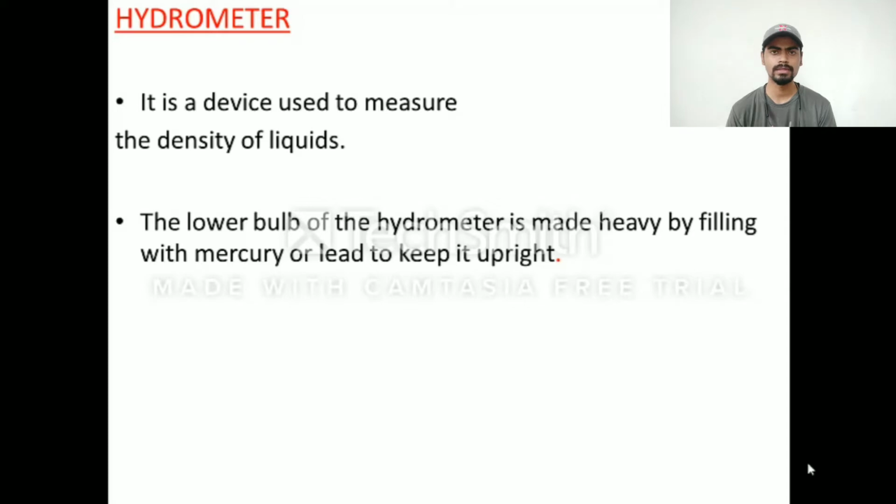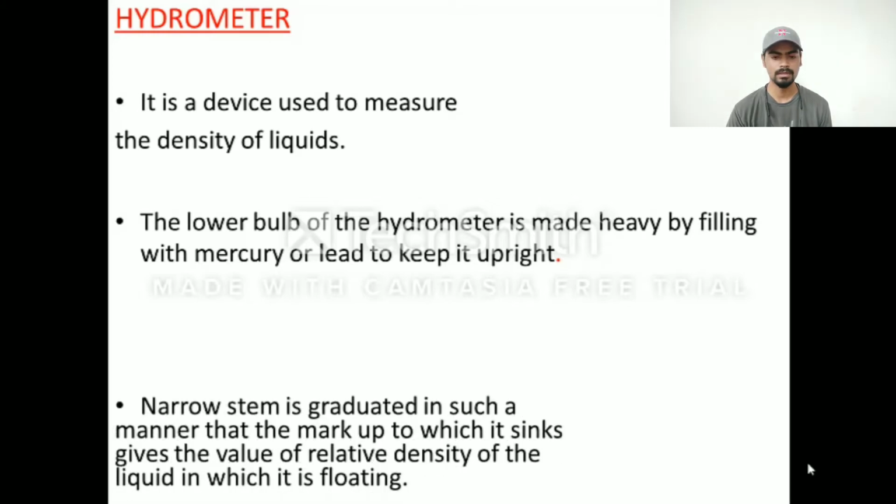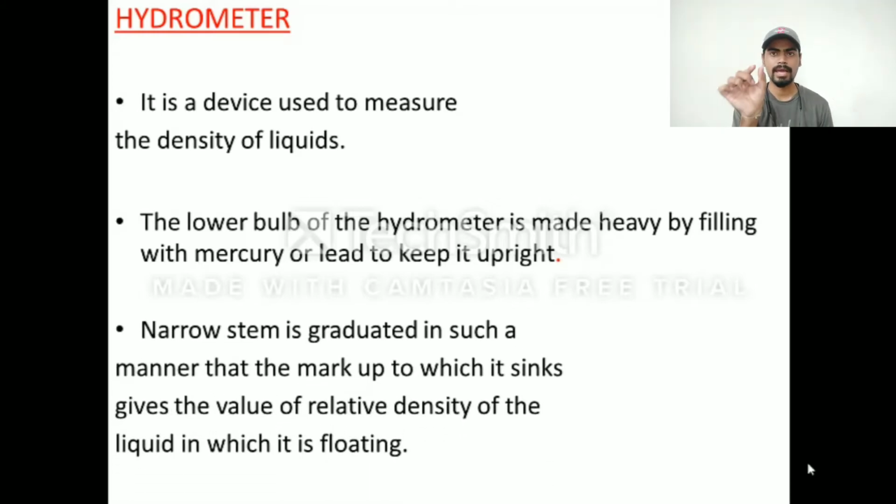Now the use of this is to keep the hydrometer in an upright position. Whenever you place a hydrometer inside a liquid, what happens? It is possible that the hydrometer gets tilted like this or like that in any direction. So to make it stand upright, we have filled mercury or lead in the bottom. And there is a narrow stem on the hydrometer on which the scalings are marked.